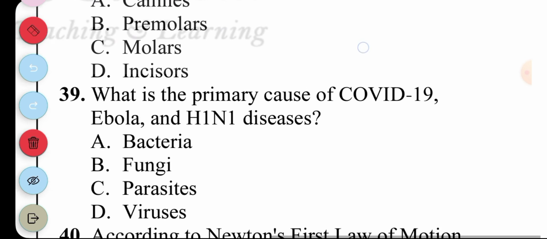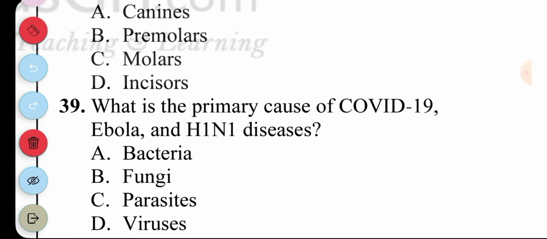39. What is the primary cause of COVID-19, Ebola, and H1N1? A. Bacteria. B. Fungi. C. Parasites. D. Viruses. Correct answer to this is D. Viruses.